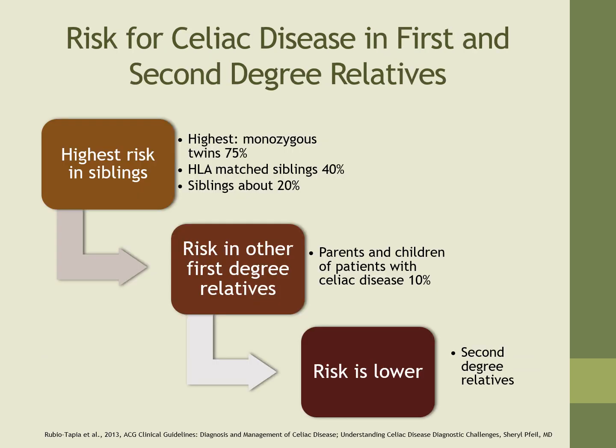The first and second degree relatives are at the highest risk for developing celiac disease. The risk is highest among monozygotic twins at 75%. Then, human leukocyte antigen matched siblings at 40%, and other siblings at about 20%. Risk in other first-degree relatives is about 10%, and the risk is lowest in second-degree relatives.